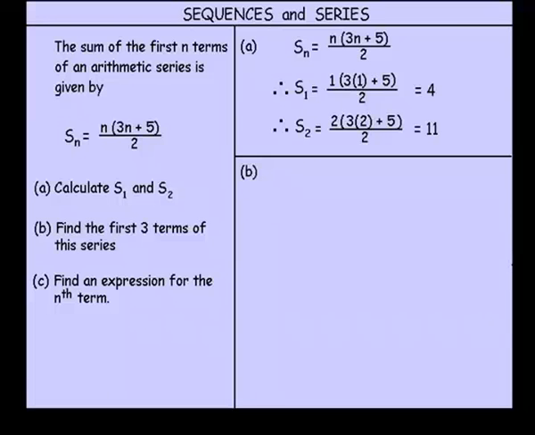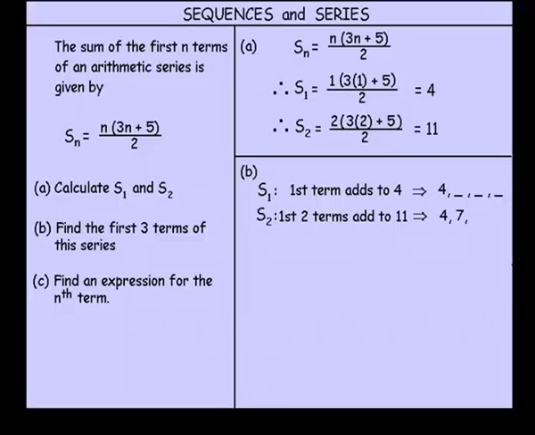Moving on to part B, find the first 3 terms of the series. Well, what does S of 1 actually mean? It actually means that the first term adds to 4. That might seem a little bit odd, but we'll just write that down. The first term has to be 4 because S of 1 means the sum of the first term. What about S of 2? Well, S of 2 means the sum of the first 2 terms. So the first 2 terms add to 11. So if the first term is 4, we need to think of a number that when added to it makes up 11, and that number would have to be 7. So we can see that we have 4, 7.